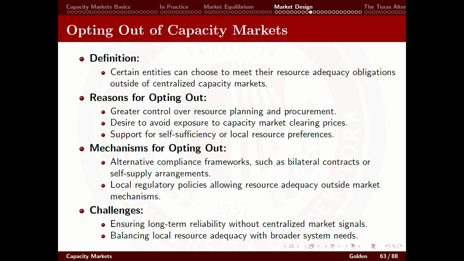So they want greater control over resource planning and procurement, and they have a desire to avoid exposure to market clearing prices in the capacity market. So this helps support self-sufficiency or local resource preferences. The way you opt out is you submit an alternative compliance framework, such as a bilateral contract or self-supply agreement. You show that you have the capacity through something else. Someone else has agreed to provide the capacity some other way, and then you provide that to the ISO, it approves, and you as a utility don't participate in the capacity market.